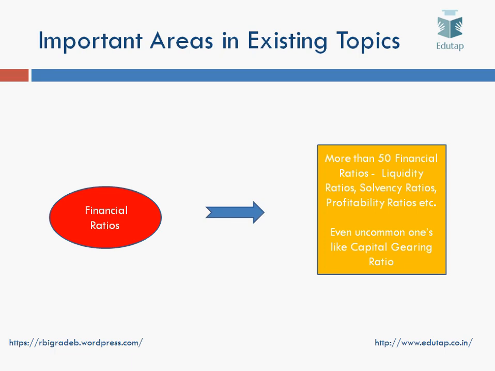Please do not focus only on the common or important ones, because last year the question was on a very uncommon ratio called the capital gearing ratio. So read all the ratios which are available in the books and on the net. Do not leave anything. We again expect at least 3 to 4 marks worth of paper from financial ratios this year.